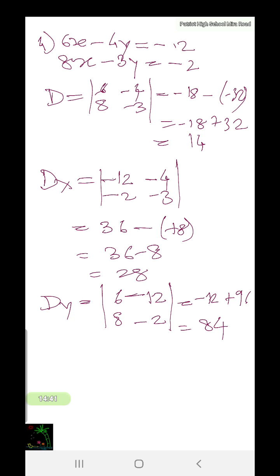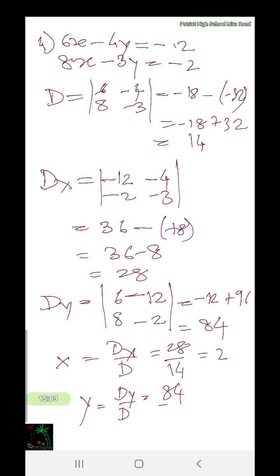Therefore x is equal to Dx upon D, which is 28 upon D is 14, so x is 2. y is equal to Dy upon D. Dy is 84 upon D is 14. So y is equal to 6.